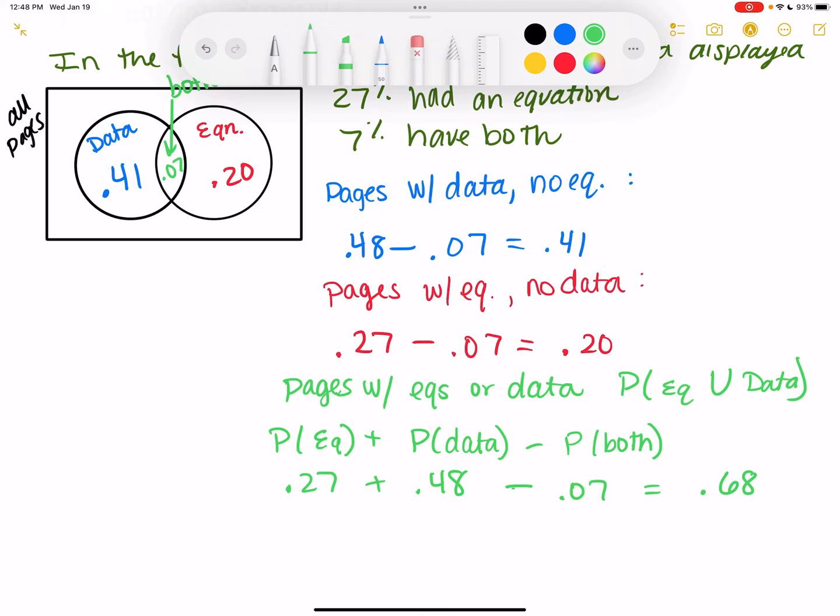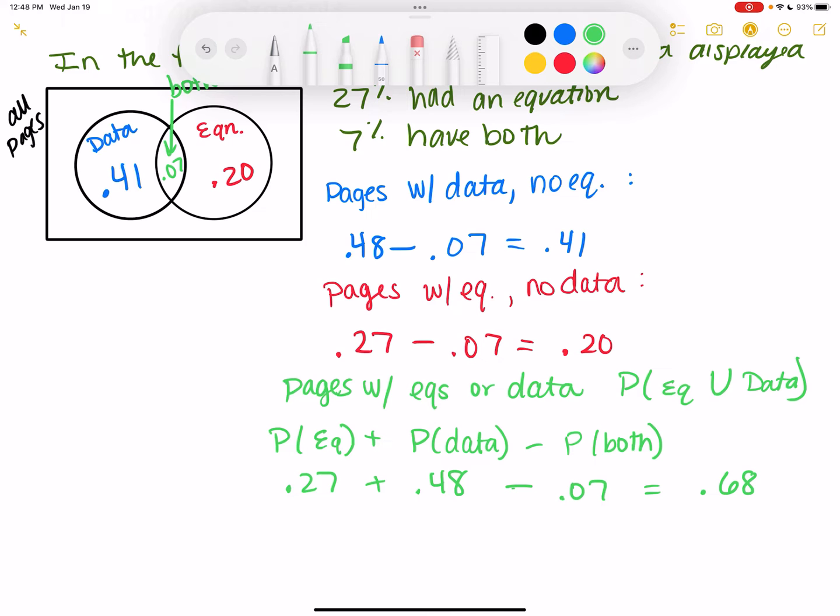And technically, we could have added together these numbers up here that we had already gotten, but this is just another way to show how you get it. If you added the blue and the red with the green 0.07, you would get 0.68. But this is the official formula that you'll use that'll make your life easier with bigger problems.